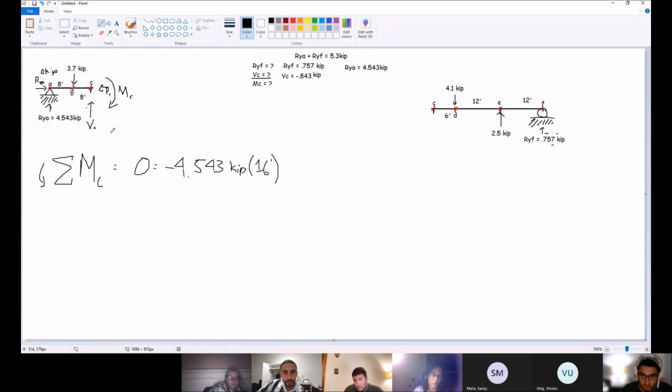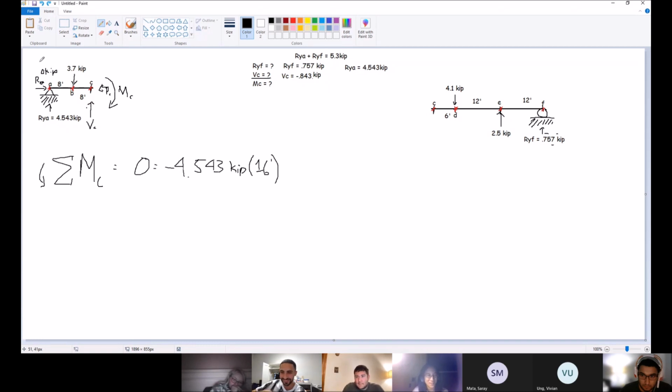Because R_YA is going up, it's going clockwise. Right, sorry, it's the moment. It's not just that it's straight, but it's going to circle. Okay. You guys are having me doubt myself now.